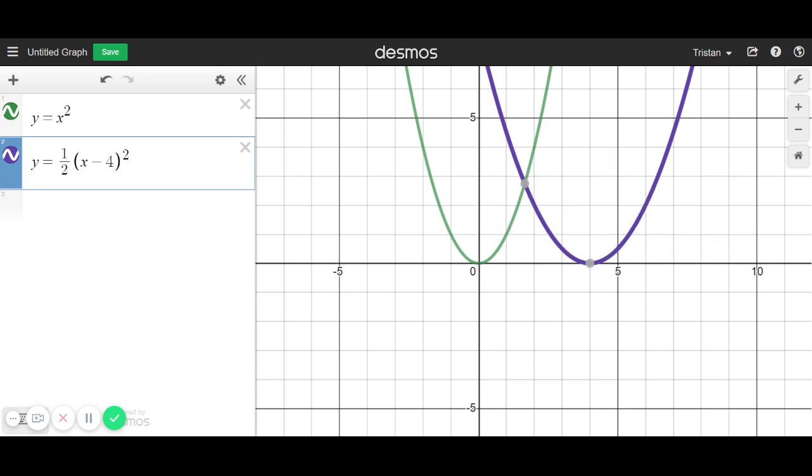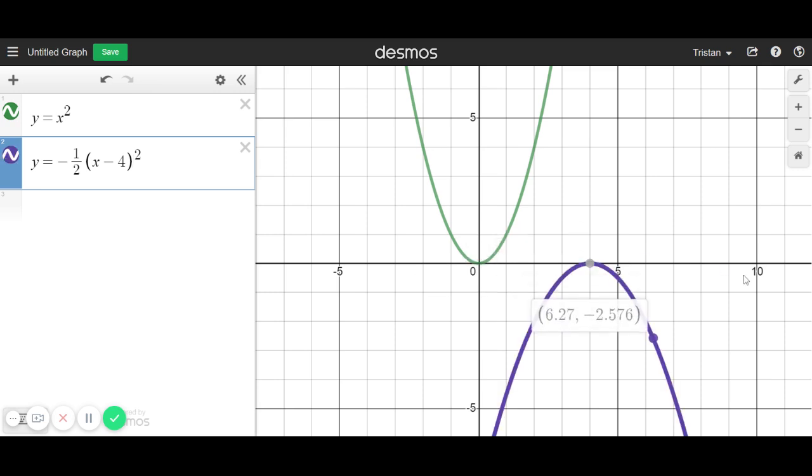Then let's say instead of positive 1/2, this is actually negative 1/2. What is the impact of that? See if you can guess what that's going to be. Negative is outside of the parentheses, right? We have the parentheses here. So this is as if we had done the negative on the left side to the y, except we moved it over. So that means it should be changing all the y values to be negative instead of positive, which should reflect it over the x-axis. Hey, there we go. Good.